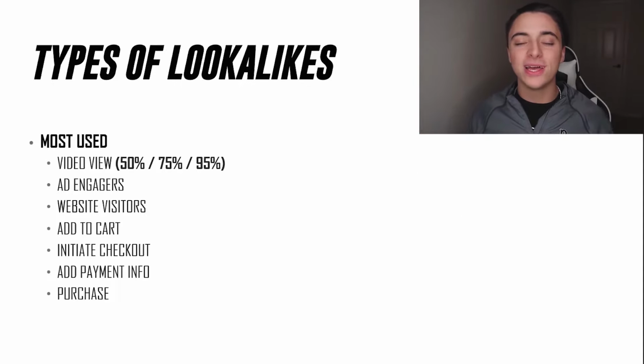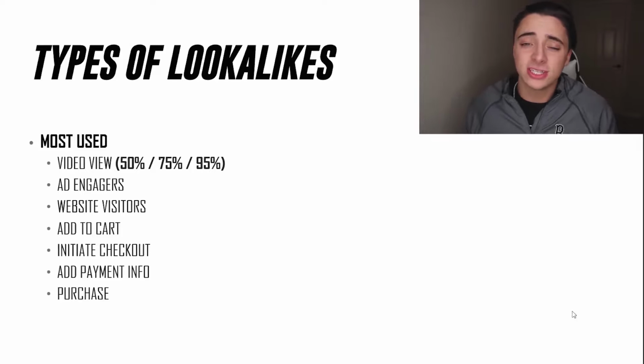So the types, there are plenty of types and plenty of different ways to scale with them, but these are the most used. So the most used among myself as well as other YouTubers are these right here. Of course, video views is one of the most used ones. It's one of the most powerful ones because it's one that you'll have the most data for. Of course, purchase, that's the one that you're gonna hear a lot about. It's the most powerful if you have a lot of purchase data, of course. Your video views, ad engagers, website visitors, people who have added to cart, initiate checkout, add payment info, purchase. And honestly, there are so many more to this, but these are the ones you wanna stick to in the beginning. And these are just the most used ones.